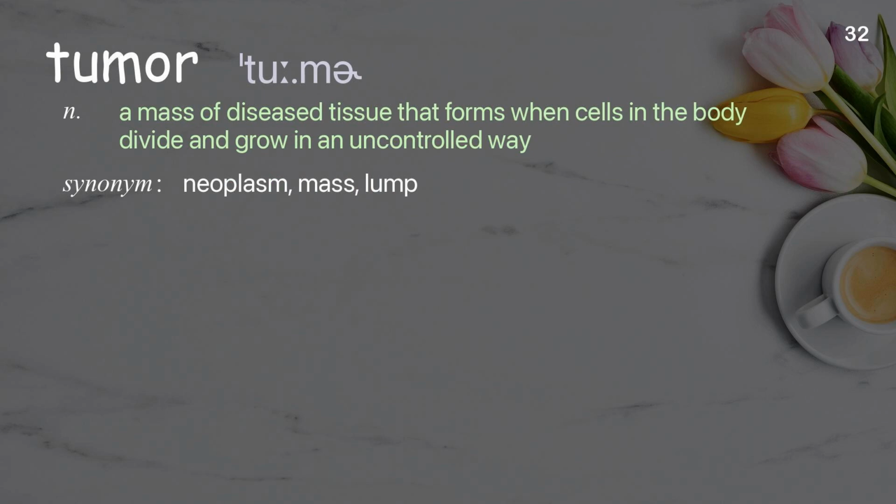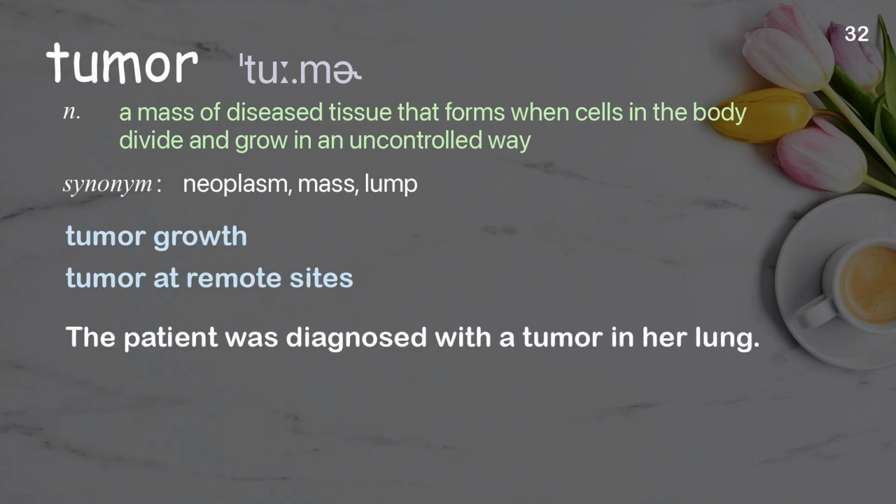Tumor. A mass of diseased tissue that forms when cells in the body divide and grow in an uncontrolled way. Examples: Tumor growth. Tumor at remote sites. The patient was diagnosed with a tumor in her lung.